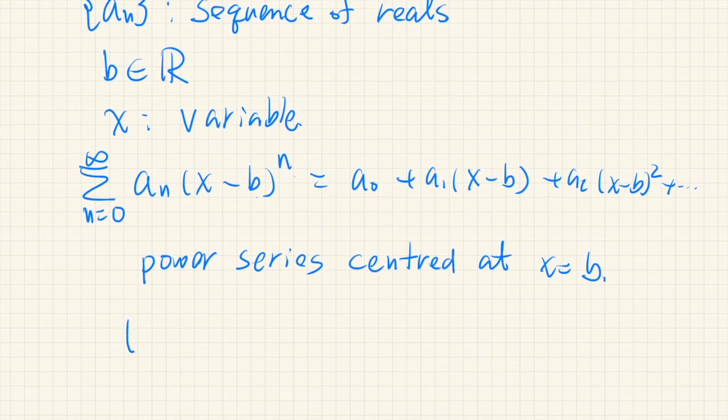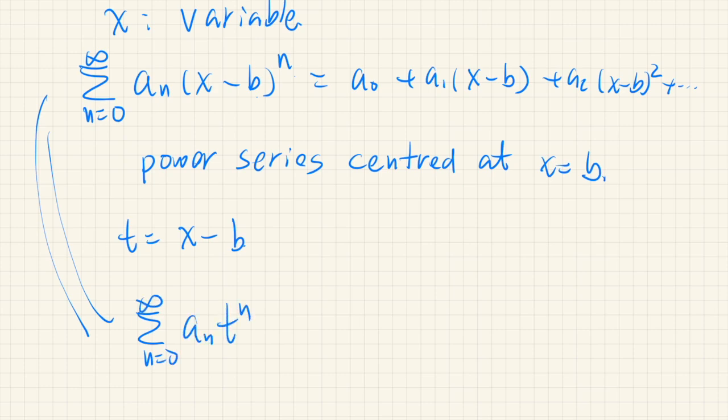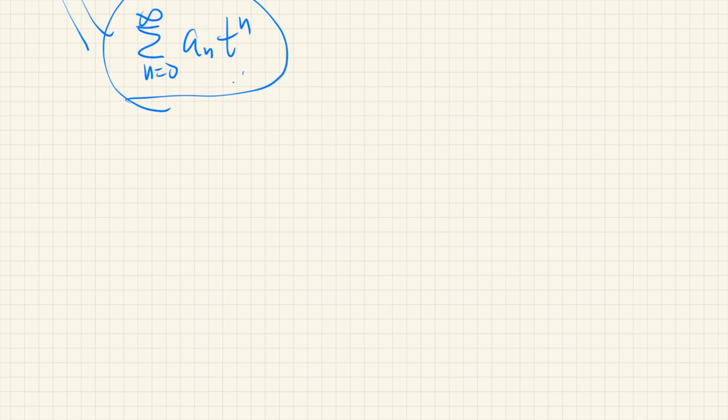But if we define a new variable t equal to x minus b, then we have a power series centered at t equal to 0. So this will be something like a_n t to the power of n. So this is a power series in terms of variable t centered at t equal to 0. In most cases, we only deal with this type of power series centered at 0. And let's see an example.